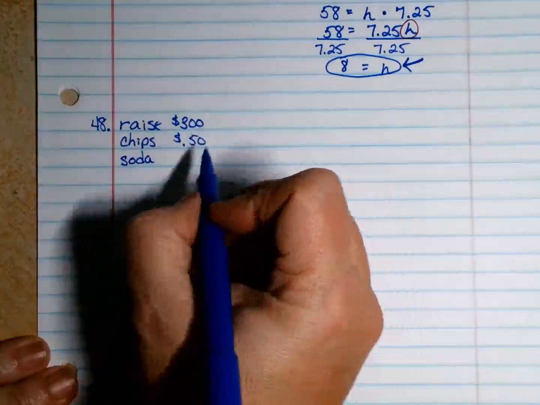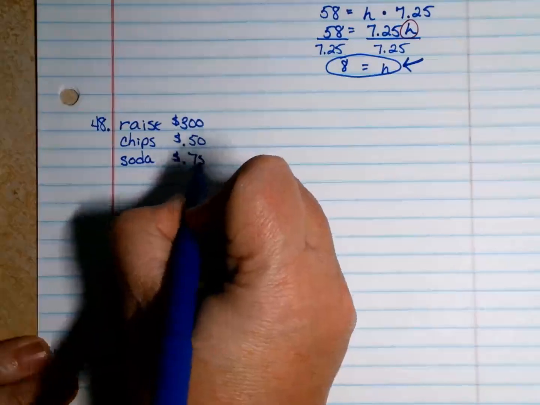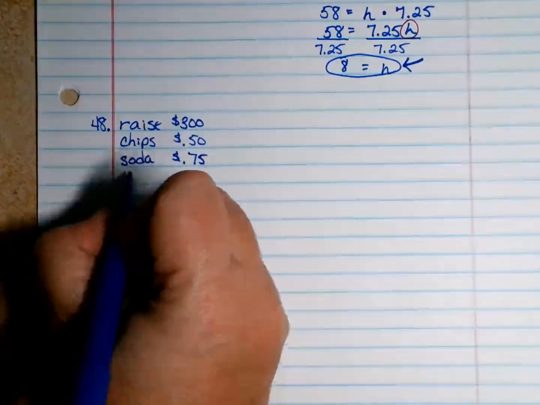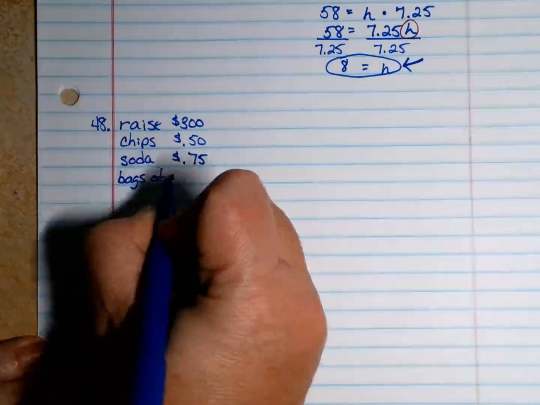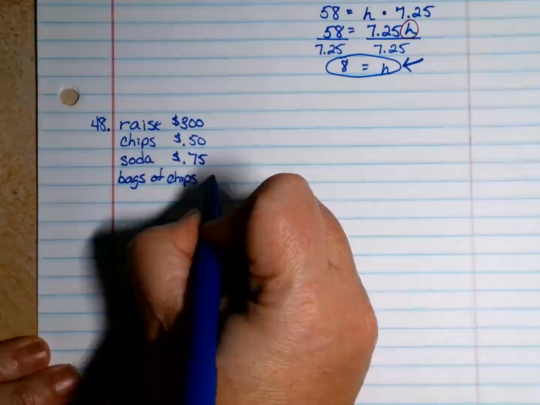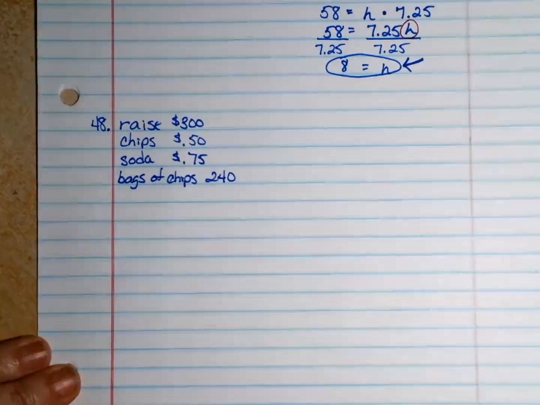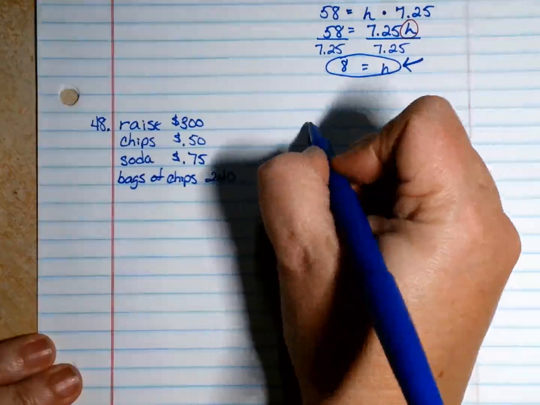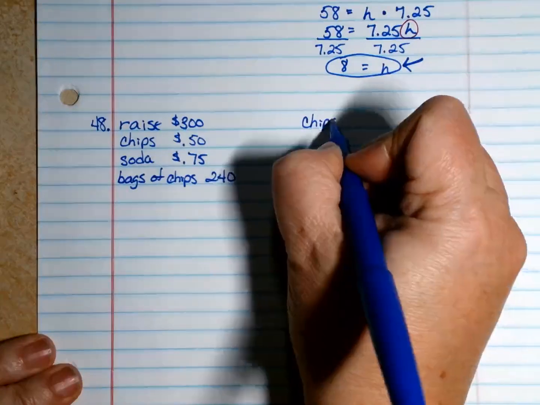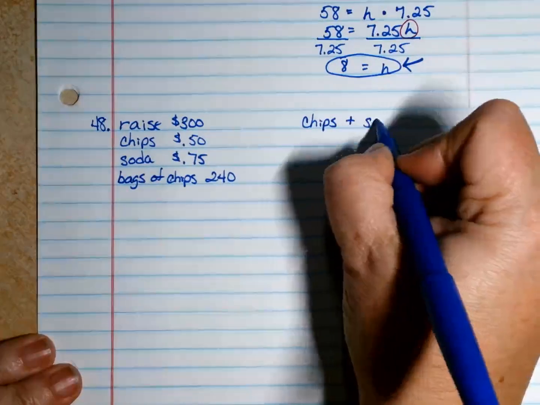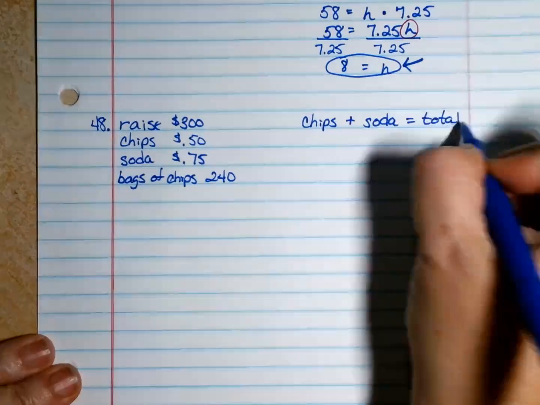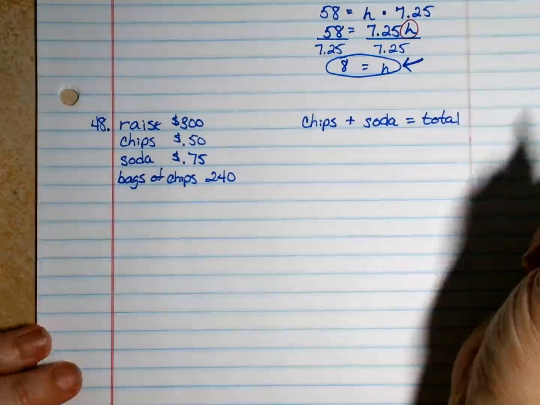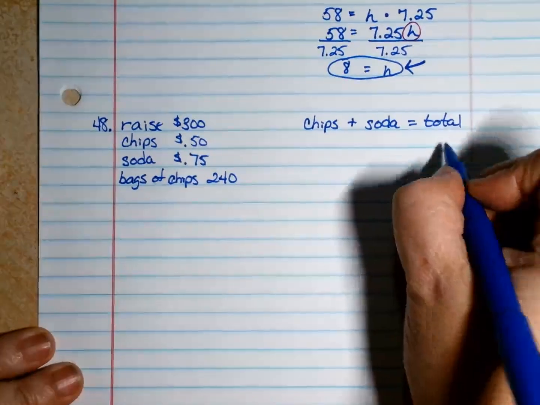Soda is 75 cents. And I know the bags of chips they sell is 240. Okay? So they're going to sell their chips plus soda. It's going to equal the total that they need to raise. Okay? So we know that the total they need to raise is 300.